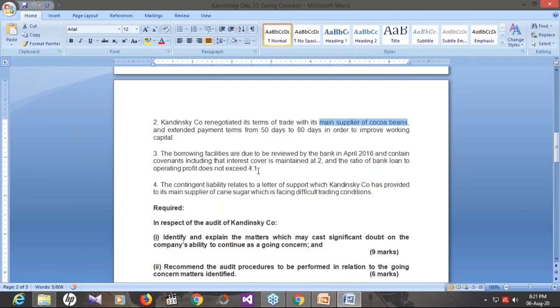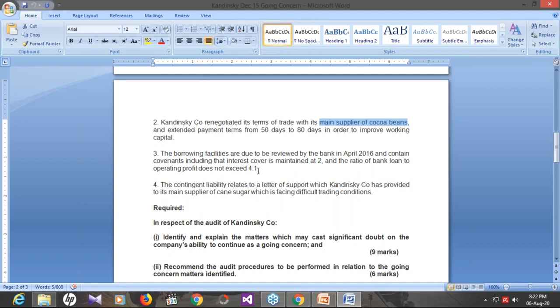So you can state that the bank has certain covenants that should be maintained by the company, that is Kandinsky. So if a company is not able to maintain these covenants and is in breach of the covenants, the bank has a right to withdraw the facility.